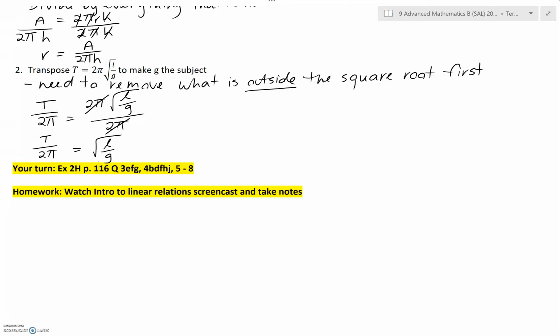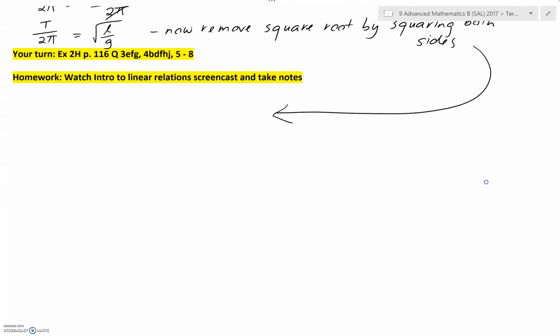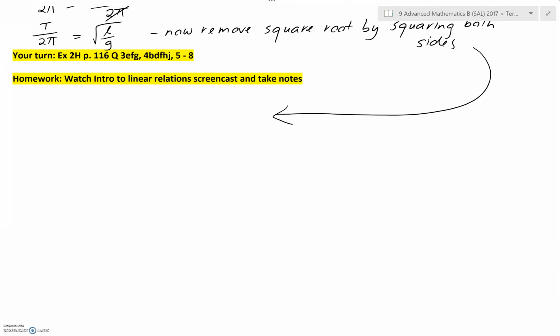Now our next step is to remove the square root sign. So now we're going to remove the square root by squaring both sides. Remember, square and square root are opposite operations. So we need to square both sides to make that happen. Now I'm going to carry on down here because we're going to need a fair bit more space. So we need to square both sides. I'm going to write that in brackets to show clearly what I'm doing. So the full amount of both sides needs squaring.